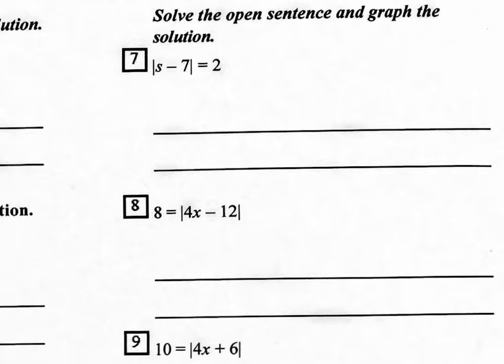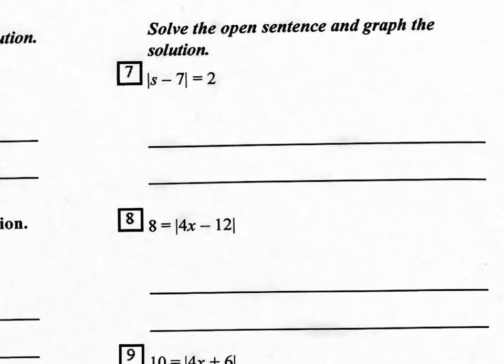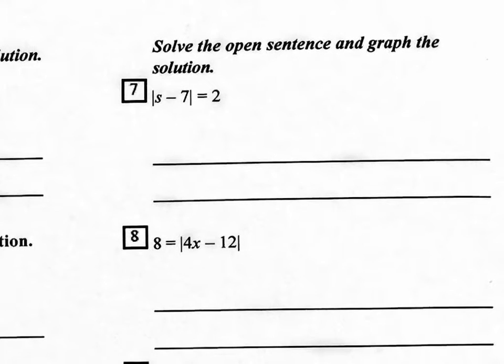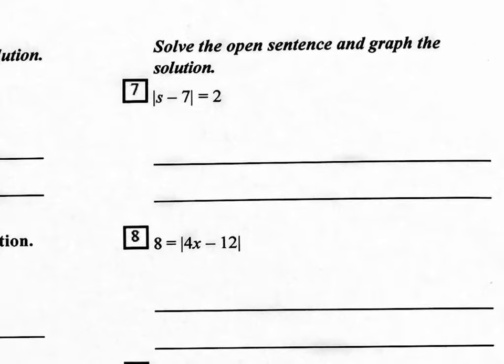You guys remember 7, 8? These are actual equations, 7, 8, and 9, where you have to do the positive situation and the negative situation. The positive situation would be writing it exactly the way it is. Let me put a P for positive. S minus 7 equals 2.